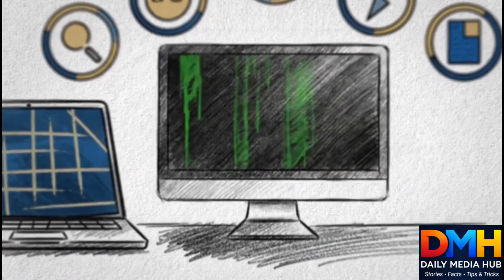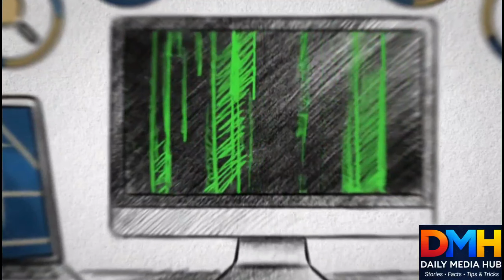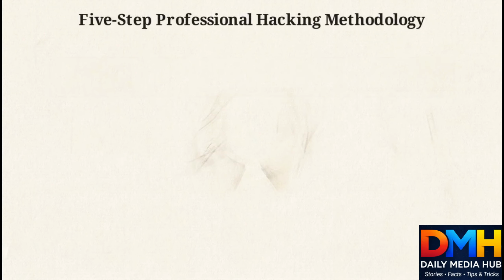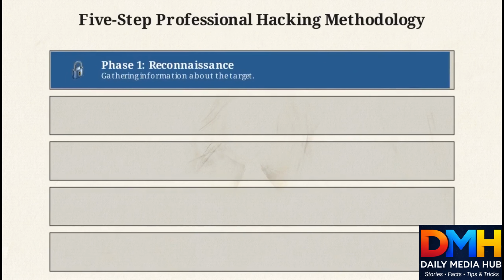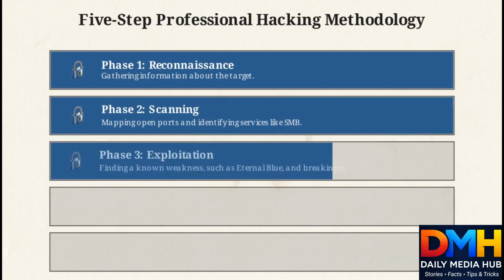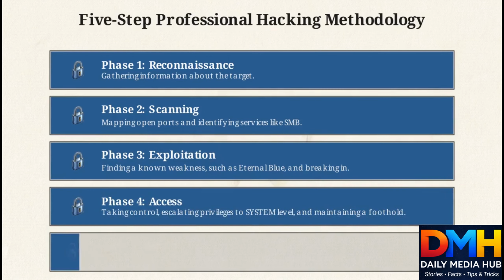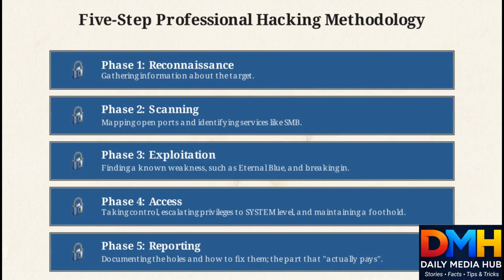Most people spend weeks reading about hacking before touching a keyboard. Today, skip the theory and compromise a real Windows machine in minutes. To get there, you're going to follow the same 5-step process used by professional penetration testers and government red teams to identify and exploit vulnerabilities.